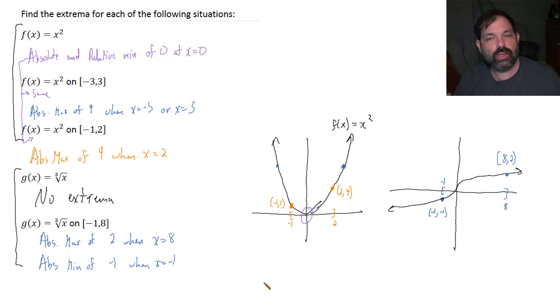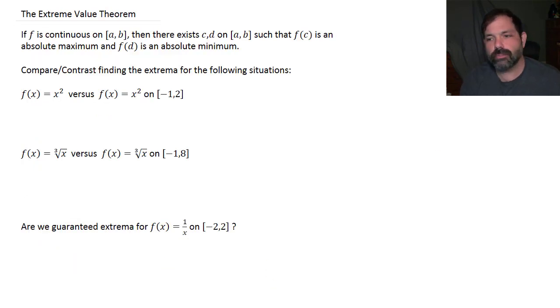And so this actually leads to a theorem which we will not prove. It's called the extreme value theorem. And here's what it says. If a function is continuous over some given interval, then there must be c and d on the interval such that f of c is an absolute maximum and f of d is an absolute minimum. So if we are continuous over an interval, there must be an absolute minimum and absolute maximum on that interval. Whereas if we just look over an entire domain, we may not get absolute extrema.